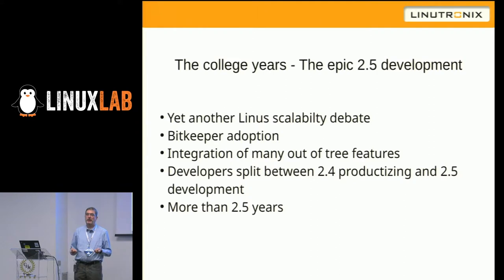And in the early days of 2.5, Linus ran into another scalability problem where everybody was throwing patches at him. And he said, no, this doesn't work anymore. Then he introduced BitKeeper, which was the first version control system of the kernel. BitKeeper was proprietary software. I think it's released now under an Apache license or something like that. And we got a free client for it.